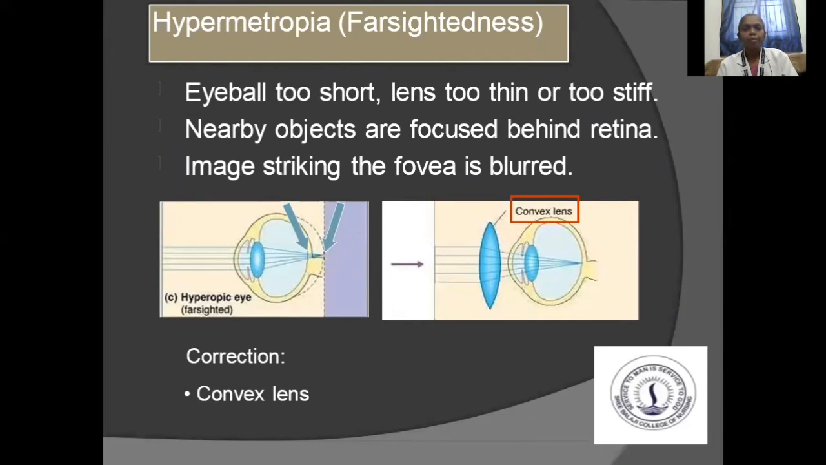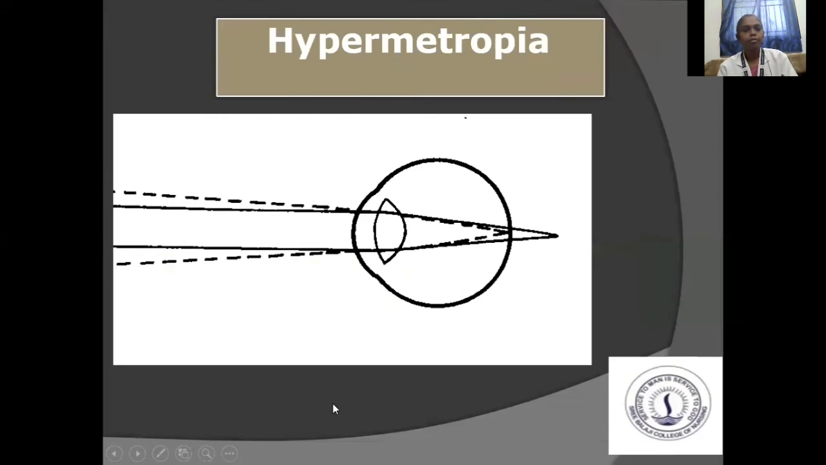Here the eyeball will be too short, but in the case of myopia, the eyeball was bigger and longer. Here the eyeball will be too short, so the lens will look so thin and stiff also. Nearby objects are focused behind the retina. The image striking the fovea is blurred. To correct this, we have to use a convex lens like this. It was going behind the retina, but now with the help of the convex lens, the image is focused properly over the retina.